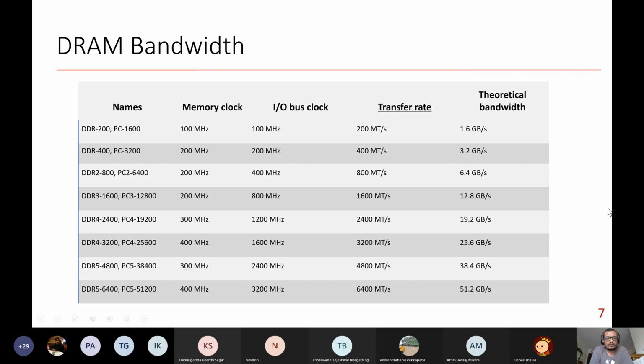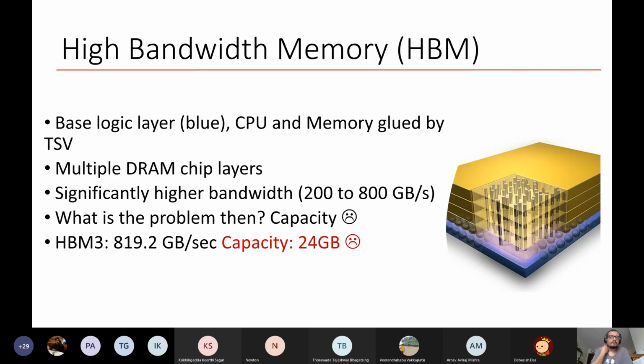Okay, so if there are no queries, let's move to a different way of organizing memory, which is mostly for bandwidth purposes. It's known as high bandwidth memory, or HBM. You can just Google it. You will find new DIMMs, or commercial memory systems that actually provide this HBM.